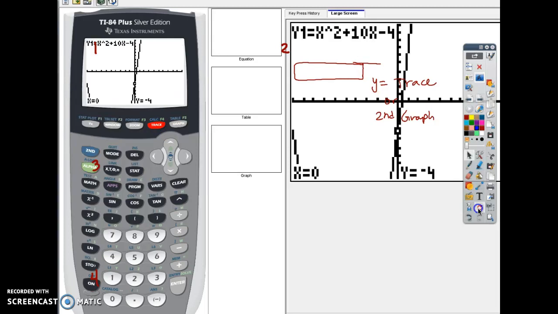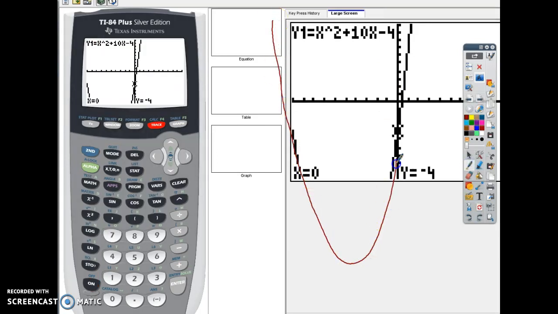Okay, and this is why I'm doing this one with you, because it looks weird. It looks something like this and then it comes back up. So the vertex is way down here. I can probably guess a few numbers, but it's better for me to just go to the table. So let's go to second graph because I can't see it on trace.